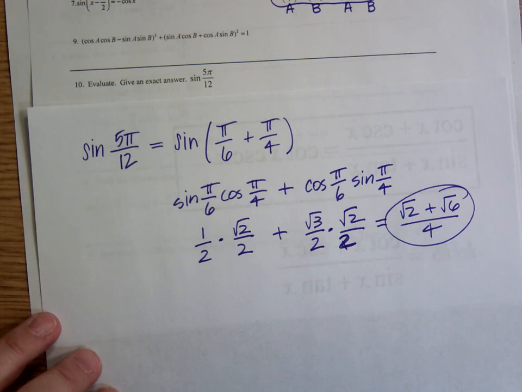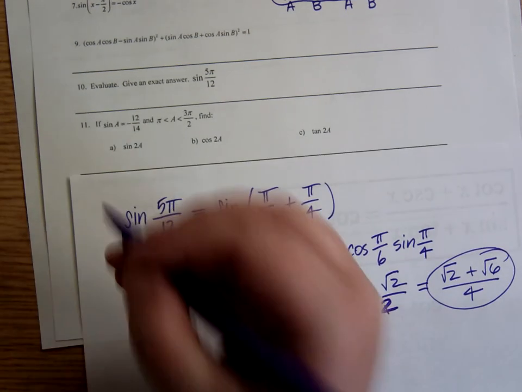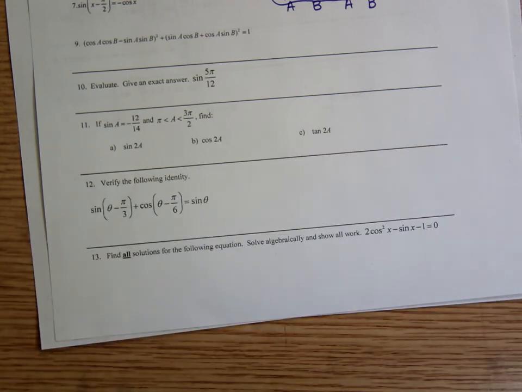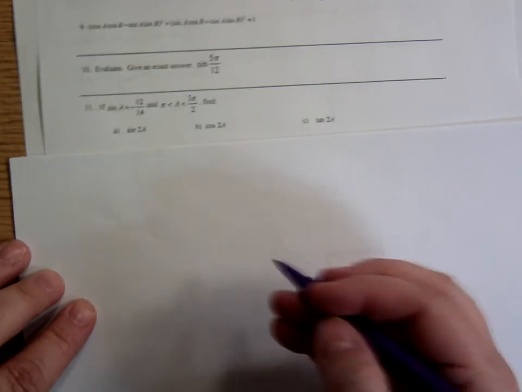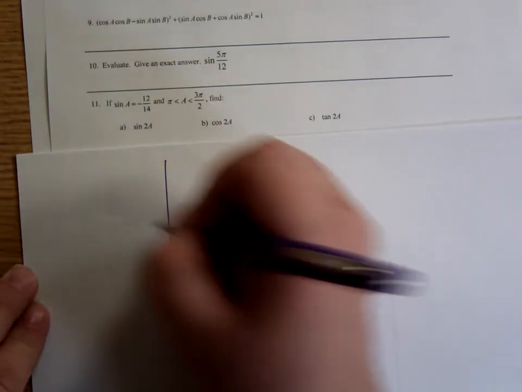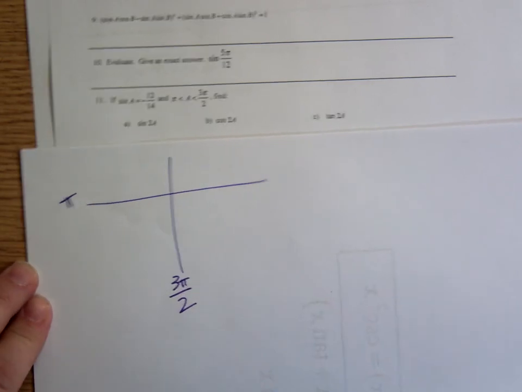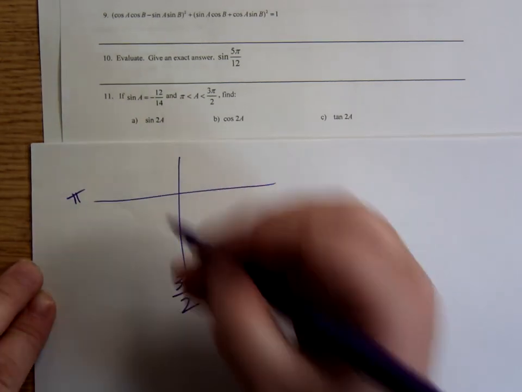That was number 10. Okay, number 11. Notice in the directions they're telling me what quadrant to work in, so that means I'm going to be drawing a triangle. So this time they told me a little bit more straightforwardly. They said from pi to 3 pi over 2. That's the third quadrant.